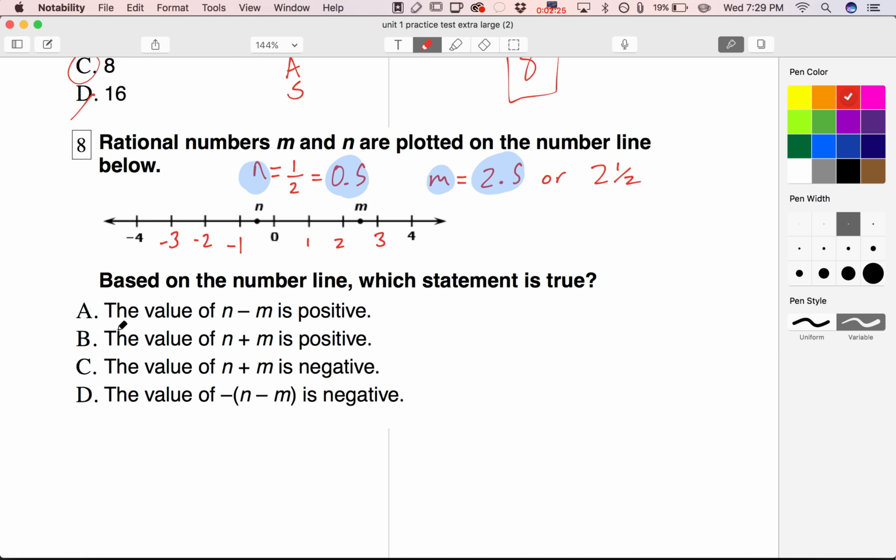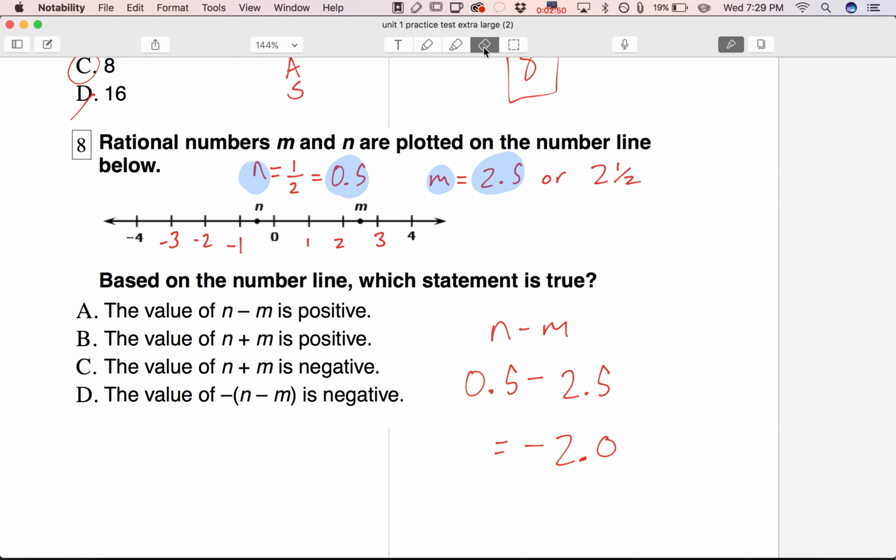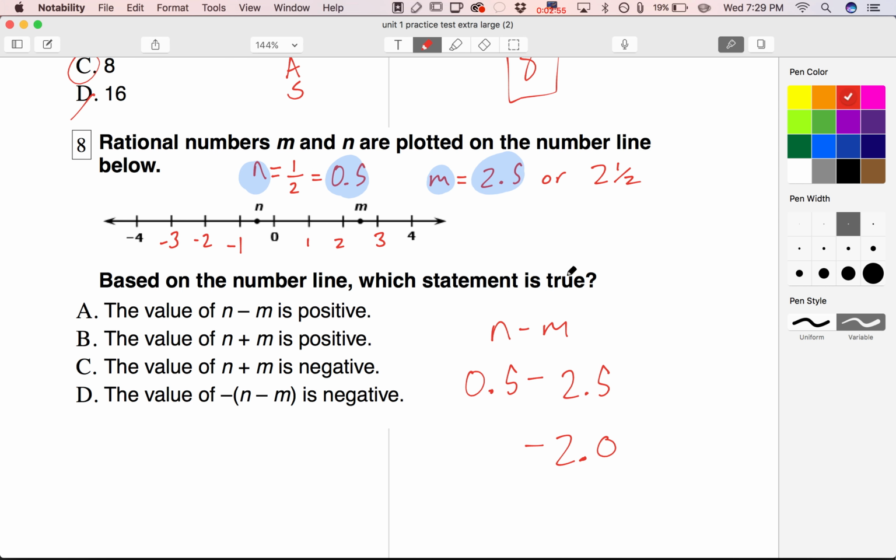Let me see. Let's look at a. So we have n minus m. Now we have to substitute this in, and so you're going to have 0.5 minus 2.5. 0.5 minus 2.5 is going to be negative 2.0. And this is equal to n minus m. Now, the value of n minus m is positive. Did I get a positive answer when I substituted that in? No, I got negative. So we know that we are looking for a true statement. This is not true. I got a negative answer when I did this.